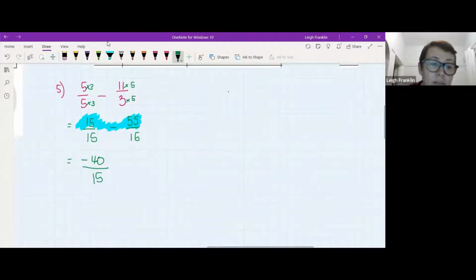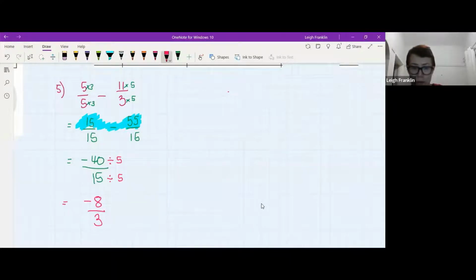And then I'm not allowed to leave my answer like that, grade 7s, because both of these numbers can be divided by 5. Okay, so that means a negative divided by a positive is a negative, if you guys remember from our lesson on integers. 40 divided by 5 is 8. And 15 divided by 5 will give us 3. Okay, and that would be our final answer in this case. We would have ended up with a negative fraction.